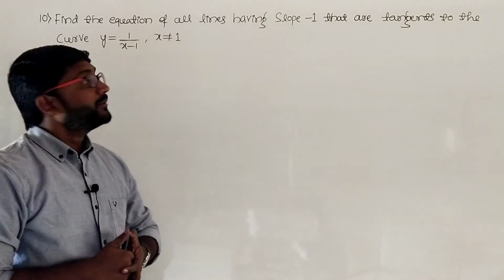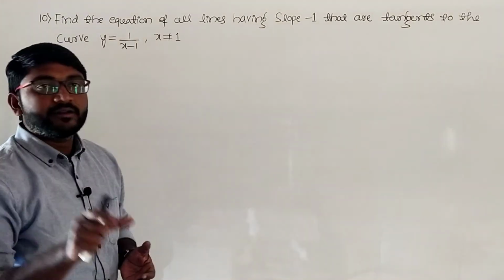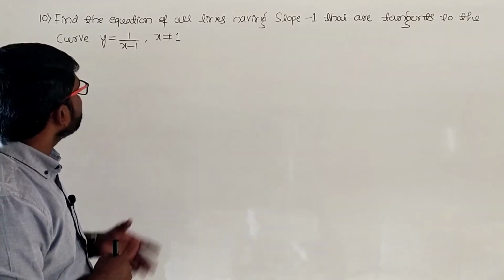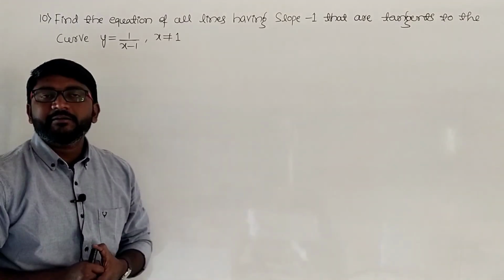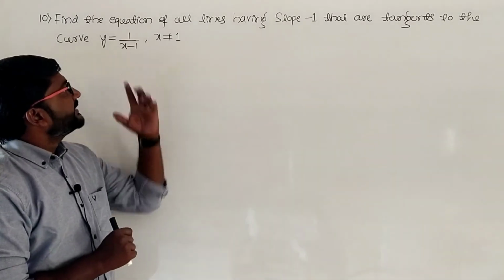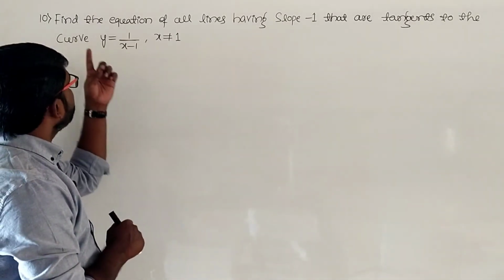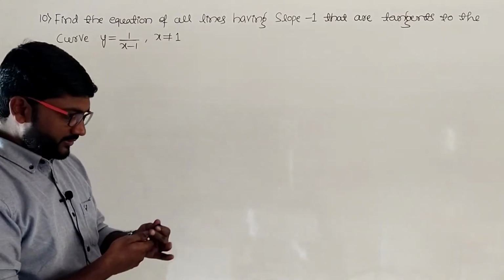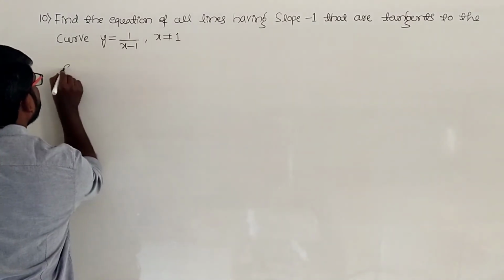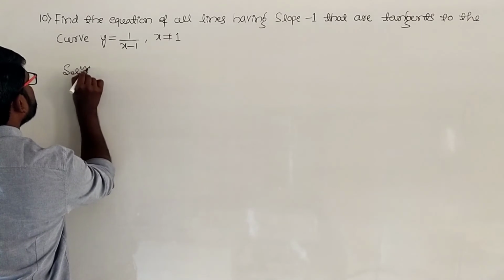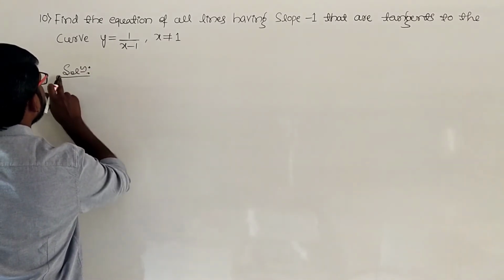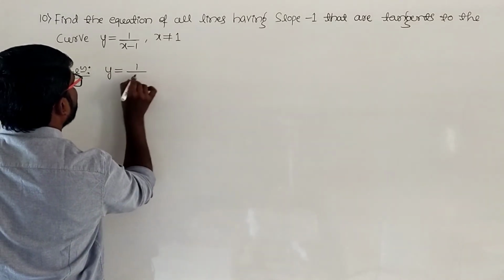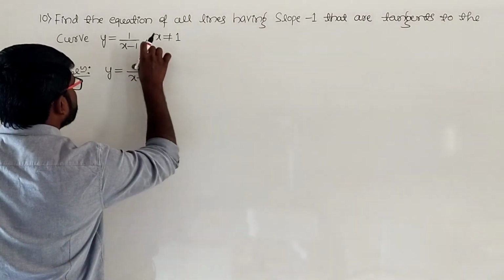Well, the 10th problem it is: find the equation of all lines having slope minus 1 that are tangent to the curve y equal to 1 divided by x minus 1, where x not equal to 1. So here he says find the equation of all lines having slope minus 1. So see here, we'll write the given curve y which is equals to 1 divided by x minus 1.